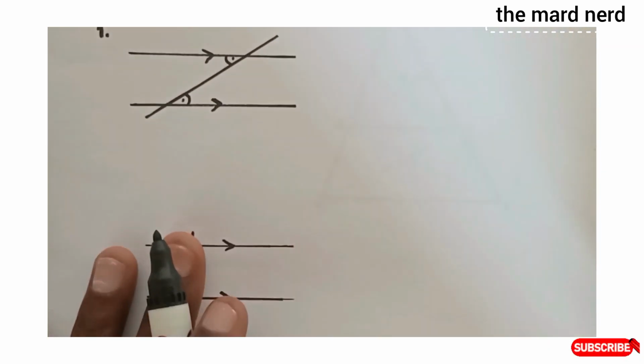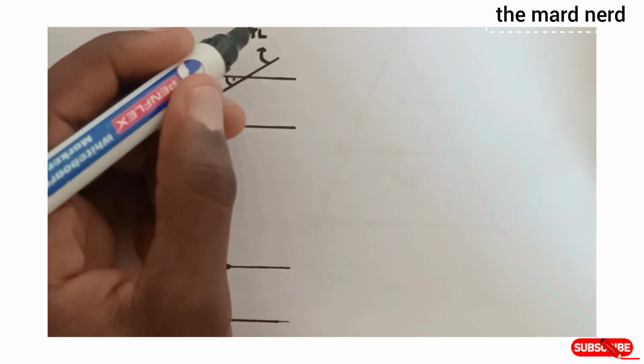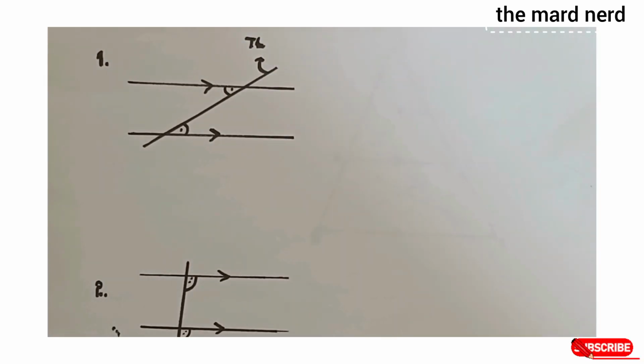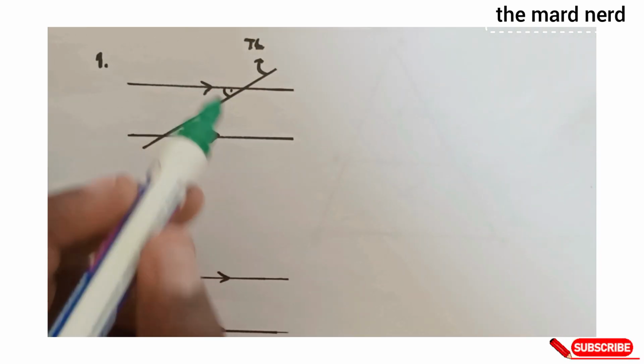The transverse line here, TL for transverse line, is a line that helps us to cut those parallel lines and then produce some of the angles. And then when it cuts those parallel lines, we have some of the shapes there.